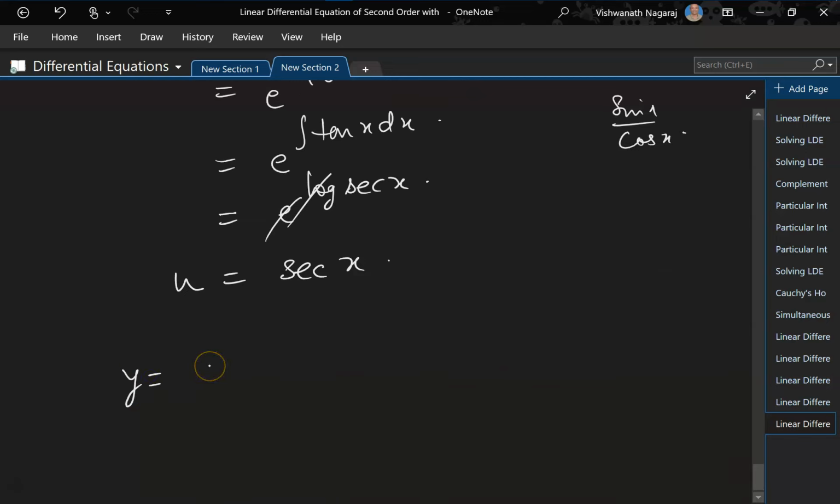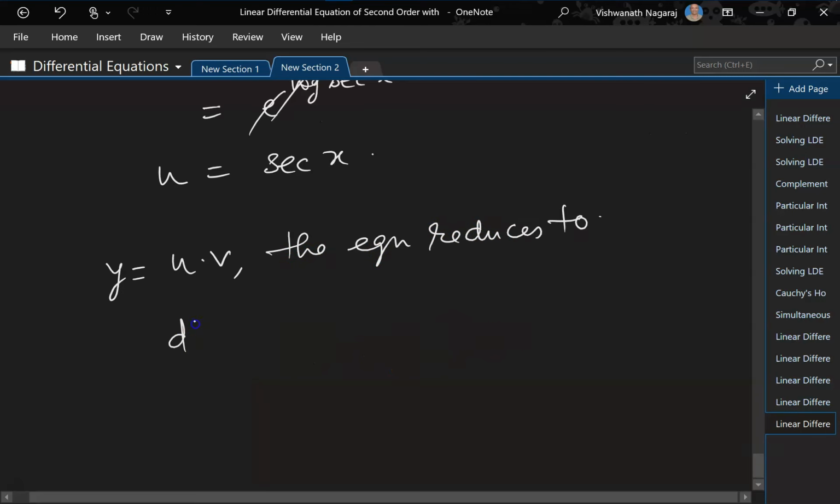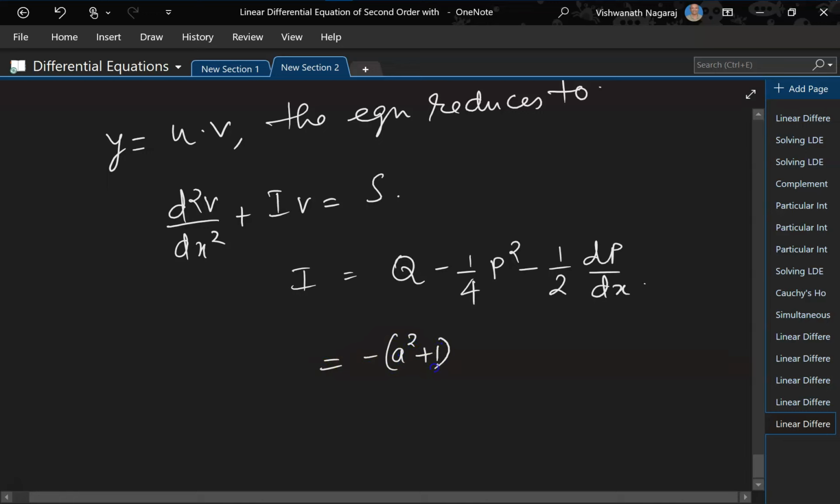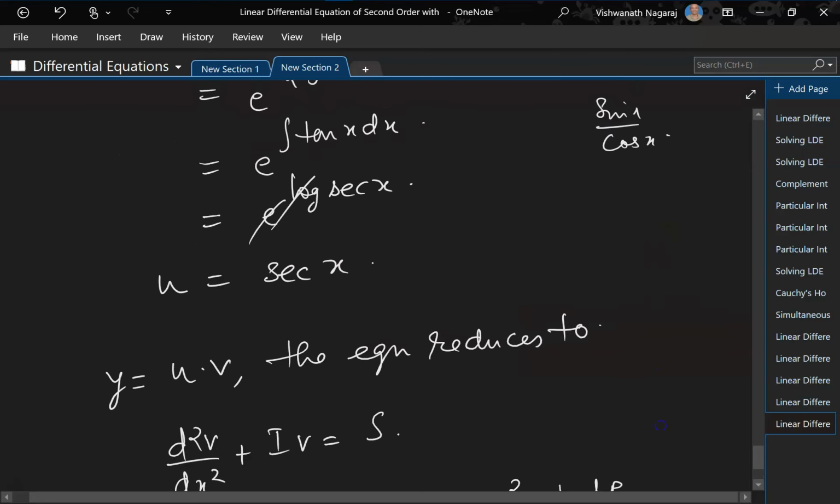Now let's look at the solution. Let the solution be y is equal to u times v. The equation reduces to d2v by dx square plus Iv is equal to s. So we have to figure out I. I is equal to, we know, q minus 1 by 4 p square minus 1 by 2 dp by dx. Now q is minus a square plus 1, minus 1 by 4 p square. P is what?